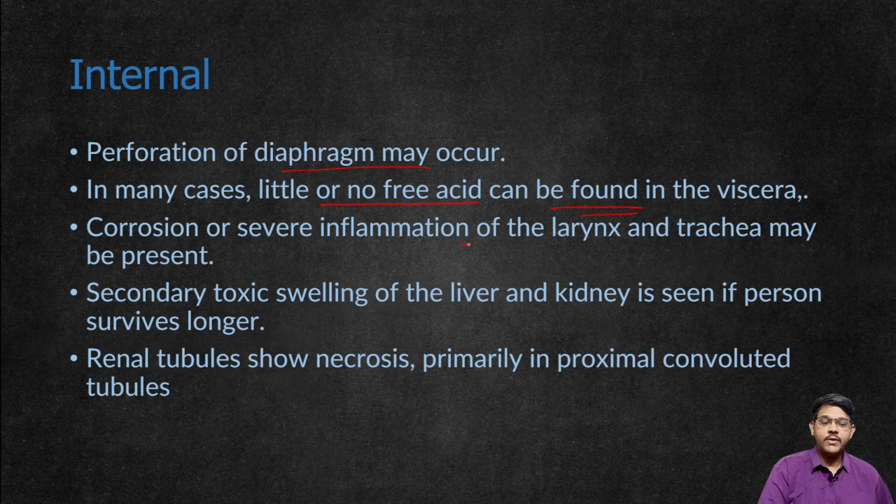Corrosion or severe inflammation of the larynx and trachea may also be present. Secondary toxic swelling of the liver and kidney is seen if the person survives longer. Renal tubules may show necrosis, primarily in the proximal convoluted tubules, if the person survives.